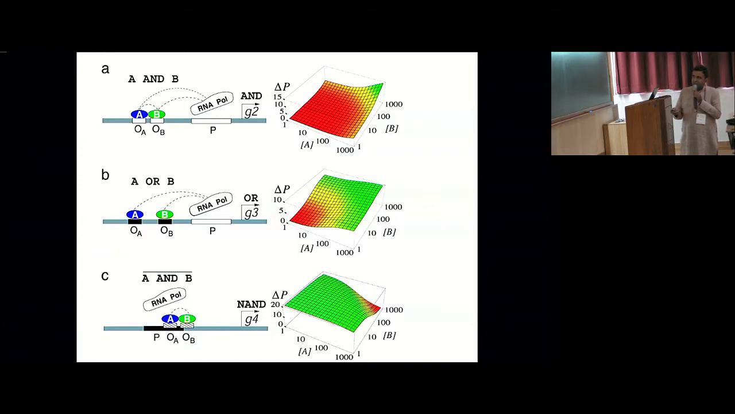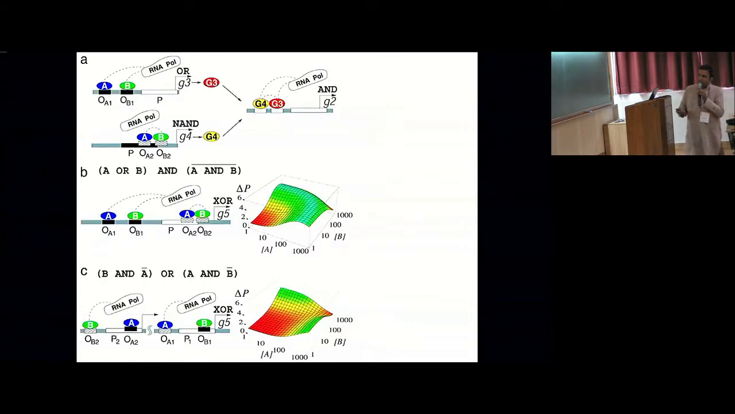This is a case where A and B need to interact with each other and with the polymerase. Whereas you might have a case where either A or B should be there. This is also a very common situation. They interact independently and either one of them is good enough. That's the OR function. You can have a NAND function, which is basically, if A and B are both there, they repress. So it is the opposite of AND. And this is something like XOR, where you want A or B, but not both.